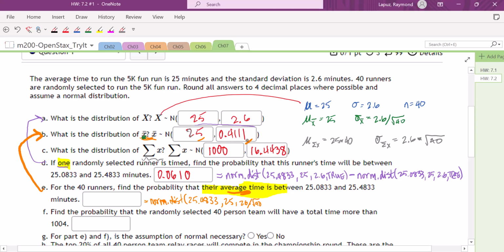So the more decimal places you can get, the better. And if you're relying on Google Sheets, you can just click on the actual cell that gives you the value. And then we have true to say yes, it is cumulative, and then we have to subtract off that other one, norm.dist, and this time it's 25.0833, and the same mean 25, and our standard deviation, remember, is 2.6. I think there should be a dot here, 2.6 divided by root 40, and then true.